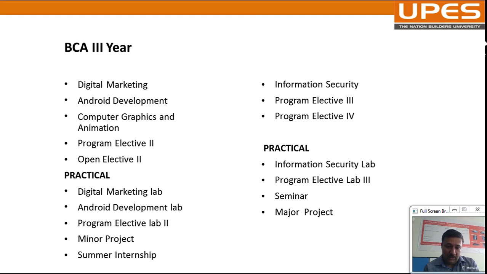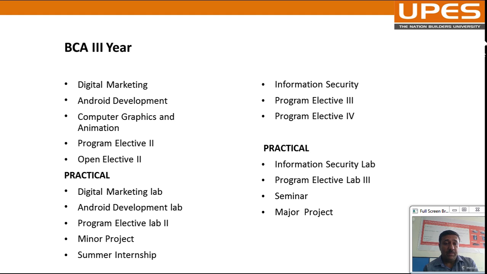And in these semesters, we have a digital marketing lab, Android development lab, and program elective lab. In digital marketing also, we are offering one certification from Google. And students also have minor projects.